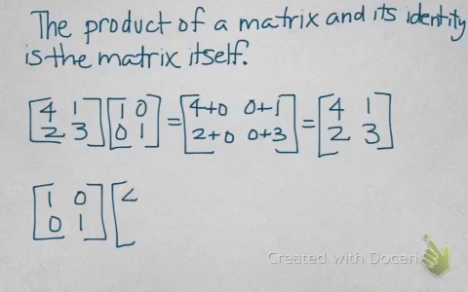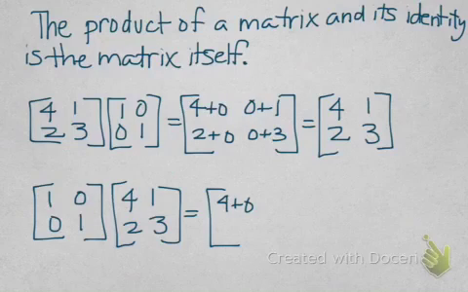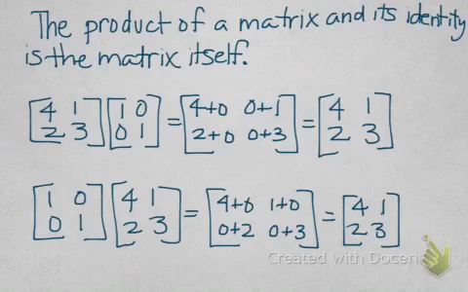It also works if you do it the other way around. So first row, first column is going to be 1 times 4 and 0 times 2. And then first row, second column, 1 times 1, 0 times 3. Second row, first column, 0 times 4, 1 times 2. And second row, second column, 0 times 1, 1 times 3. So again, [4, 1; 2, 3]. So when you're multiplying by the identity matrix, the order doesn't matter.